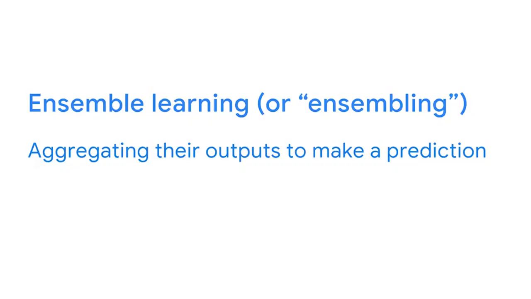We can apply this same concept to modeling using a process called ensemble learning, or simply ensembling. Ensemble learning involves building multiple models and then aggregating their outputs to make a final prediction. Just like in our jelly bean example, predictions using an ensemble of models are very accurate, even when the individual models themselves are barely more accurate than a random guess.